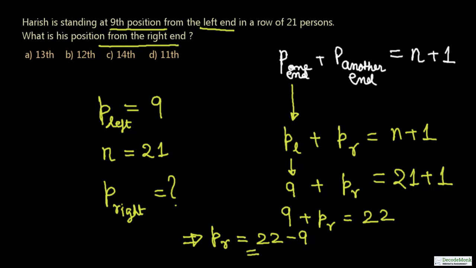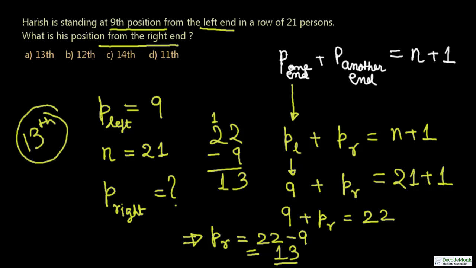So 22 minus 9, if you calculate, 22 minus 9 is 12 minus 9 is 3, and 1 remaining, 13, which is equal to 13. So position from right is 13. The position of Harish from right is 13. So 13th is the correct answer to this question.